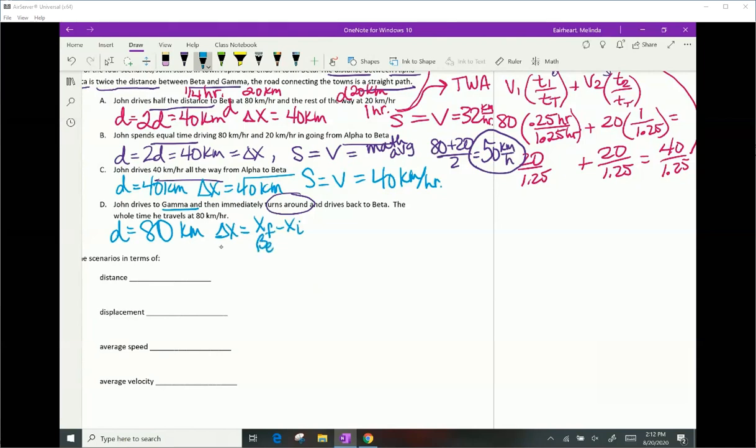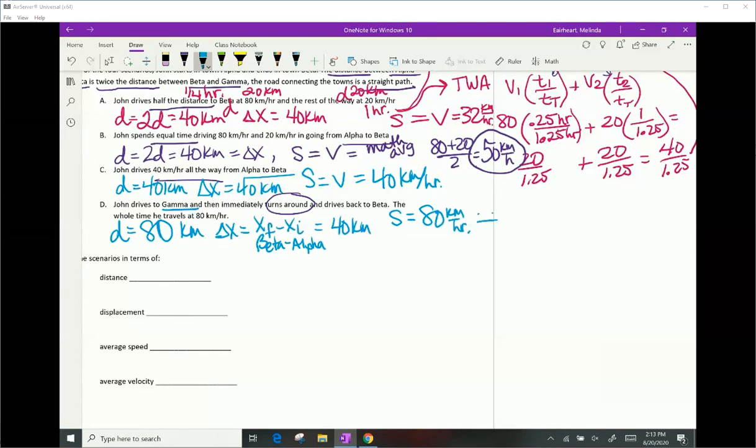Good. So again, displacement is final minus initial. And so it's still beta minus alpha. In all scenarios, they started at alpha, ended at beta. So that extra 20 to gamma actually gets subtracted when you come back to beta. And so it's still 40. Speed does not care about the turnaround. And I'm going 80 the whole time. And so 80.